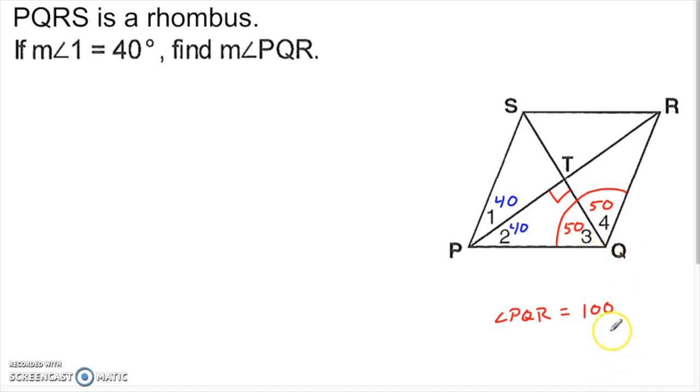Now there was another way we could have figured that out also. Since a rhombus is a parallelogram, we know that the consecutive angles are supplementary. So if these two angles are both 40, that makes the large angle here 80 degrees. And if that large angle is 80, then the next large angle is going to have to be 100 to add up to 180. So I hope you found that helpful.